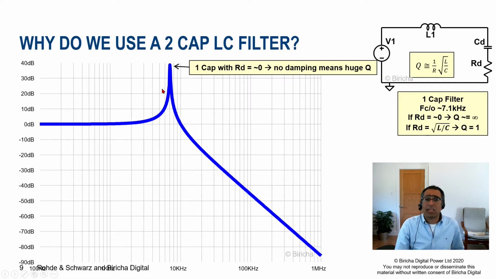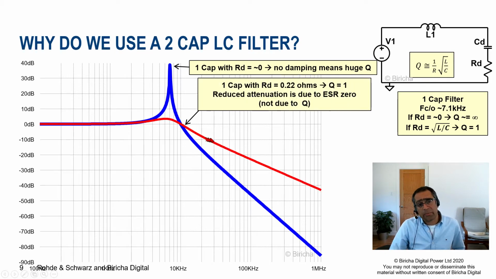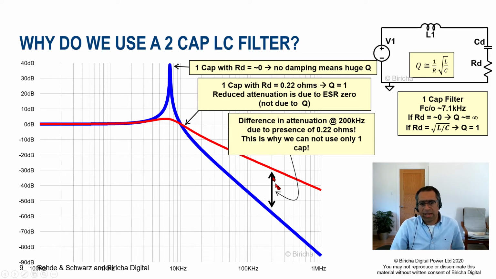If I set the Q to 1, you would think that the peaking will disappear. It will, but look at what happens to the gain. The whole point of this filter is to attenuate the noise. I like this 40 dB roll-off that I'm getting with this second order filter. If I use a one capacitor filter and I damp the Q here, I will lose my attenuation. This is much worse, as you can see, in terms of reducing my noise.